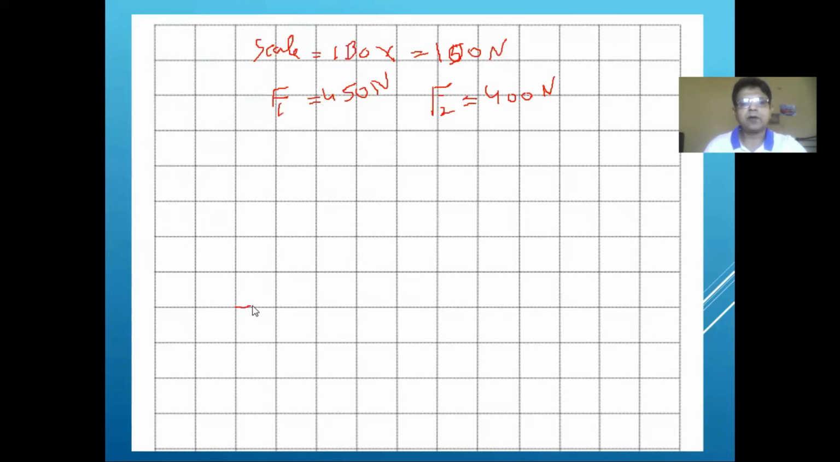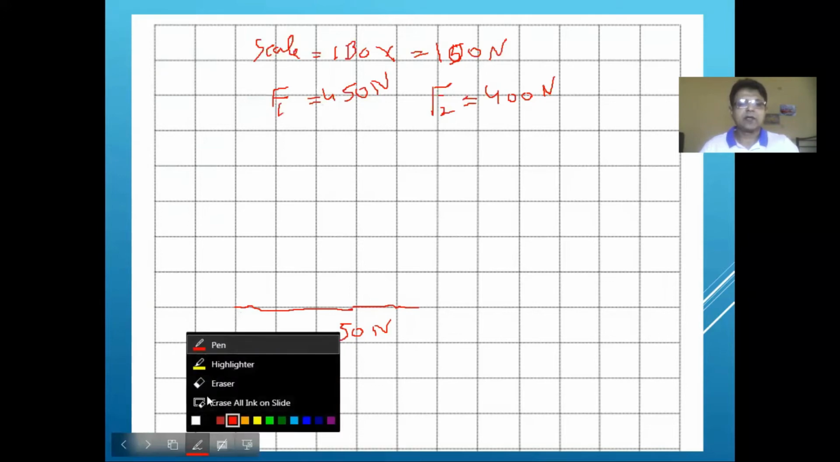Okay, here's 450. I will select four boxes from here. This is my F1, and I will make a line from here: 1, 2, 3 and 4. This is 400 and then 50 more up till here. So this is my F1. Sorry, the line is not straight. F1 is 450 Newton.